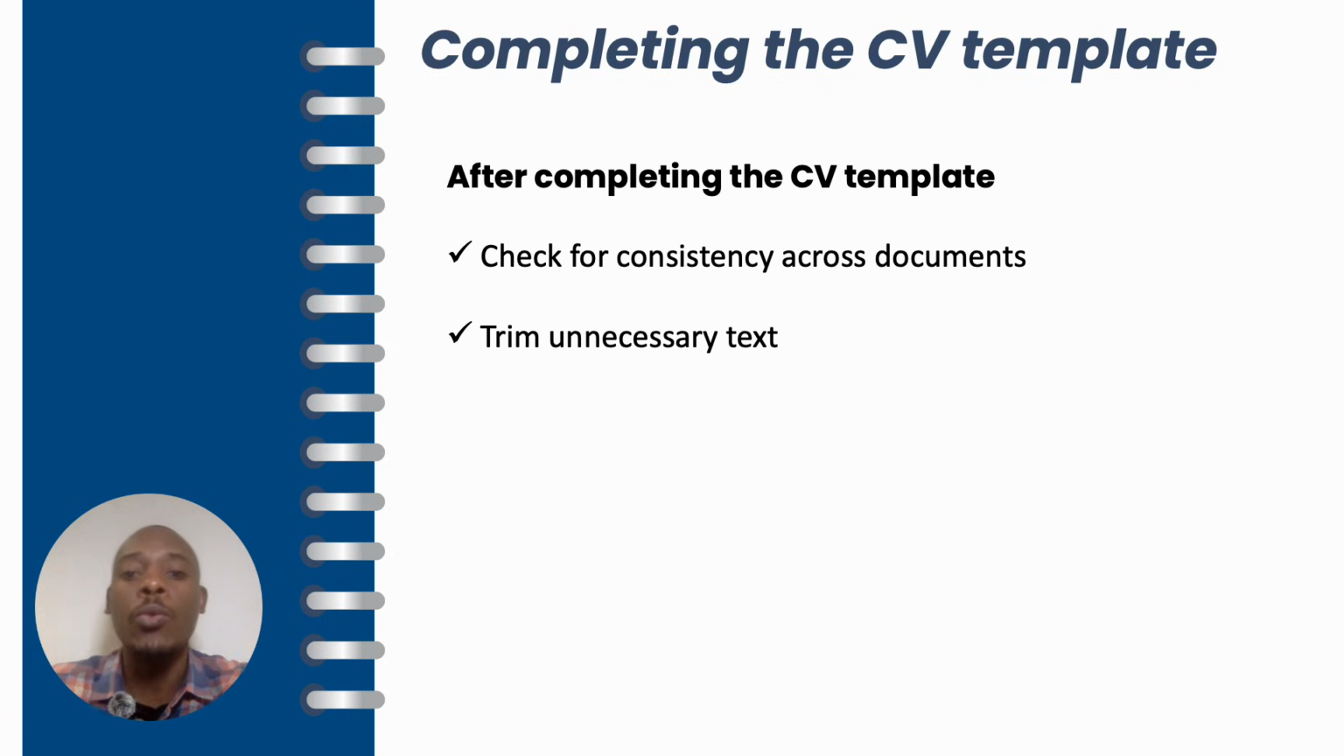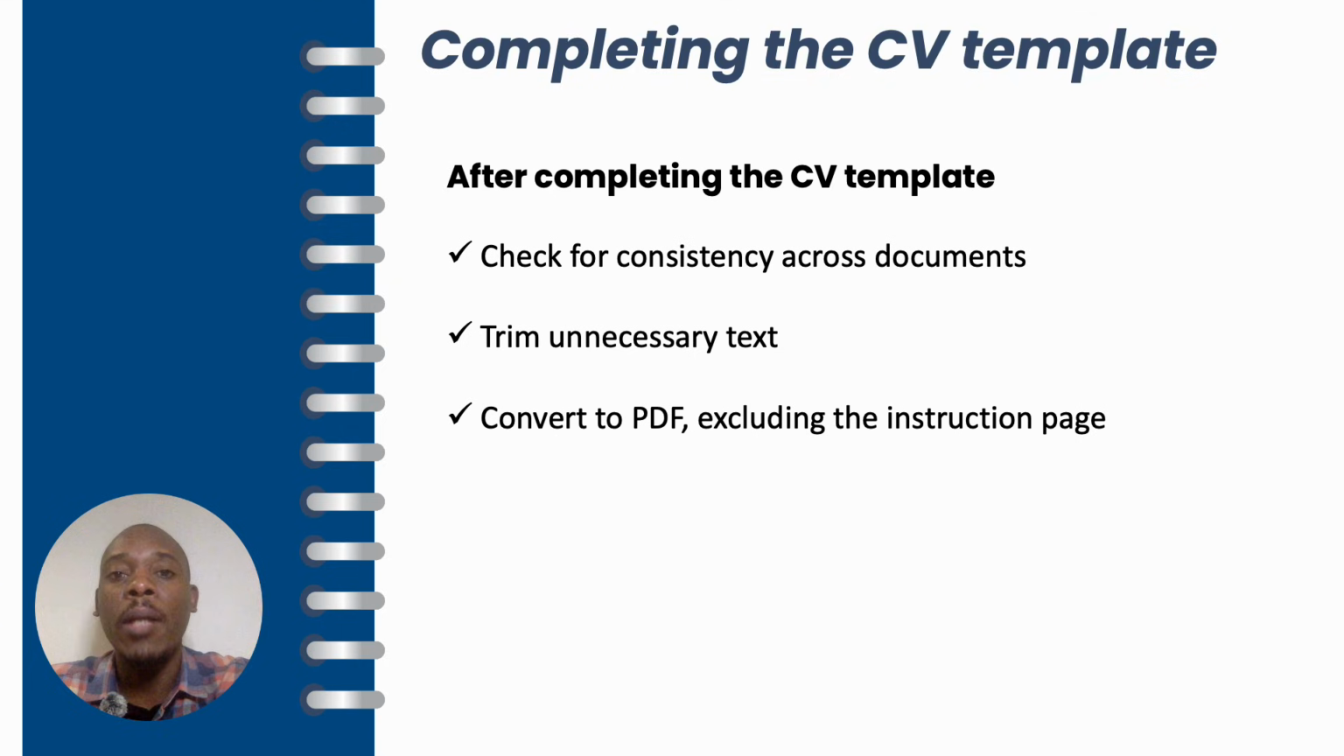The second thing that you need to do is to trim unnecessary text. So if there are any texts that are part of this form that are not needed, delete them. Each section of the CV is provided with information that needs to be deleted or completed. So if those are unused, then trim them, delete them, but do not delete information that is required.